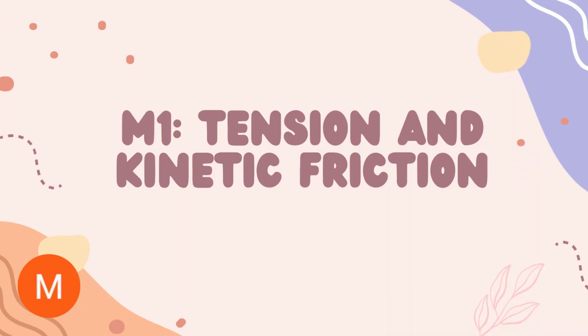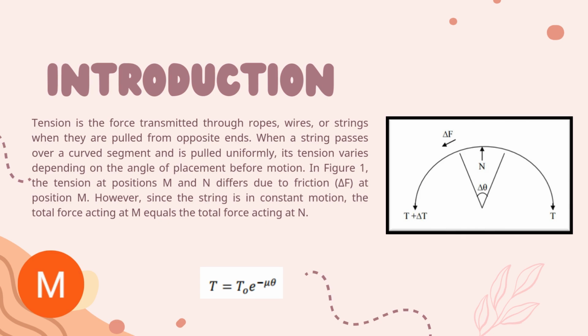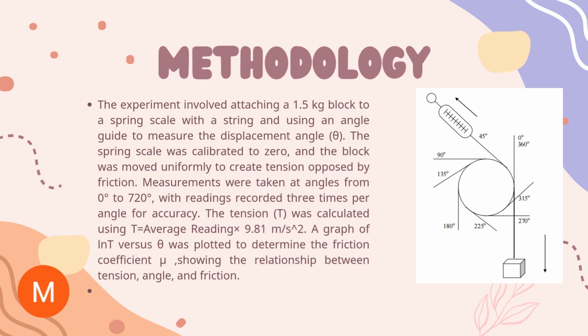And for the last experiment, N1, tension and kinetic friction. For the introduction of the experiment, tension is the force transmitted through ropes, wires, or strings when they are pulled from opposite ends. When a string passes over a curved segment and is pulled uniformly, its tension varies depending on the angle of placement before motion. In figure 1, which we can see at the right, the tension at position N and the end differ due to the friction at position M. However, since the string is in constant motion, the total force acting at M equals the total force acting at N. Next, we move on to how we conducted the experiment.